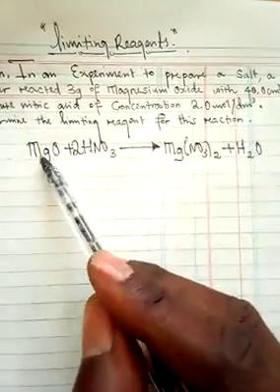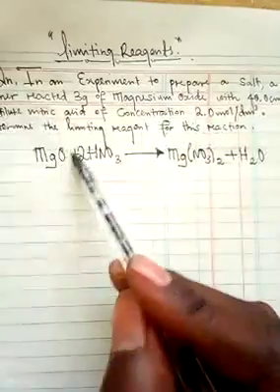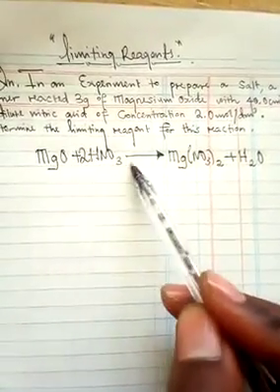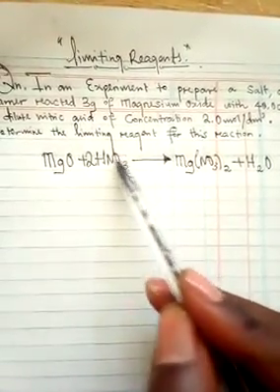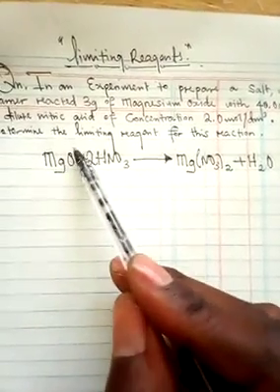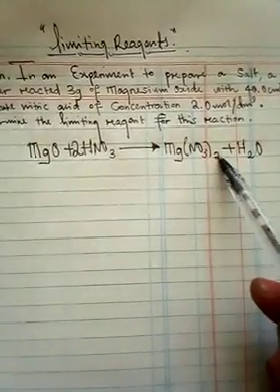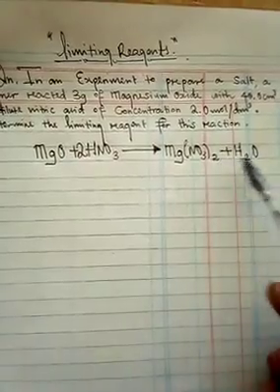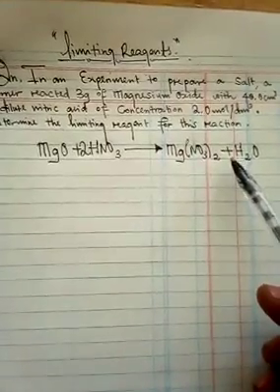Altogether, magnesium, just 1. Let us look at the oxygen atoms individually. There are 7 oxygen atoms: 2 multiplied by 3, 6. So there are 6 oxygen atoms here, plus that 1, 7. So that's it. The equation is now balanced.